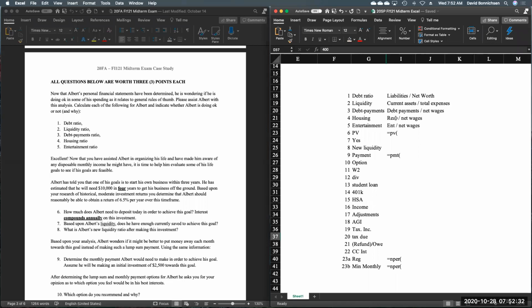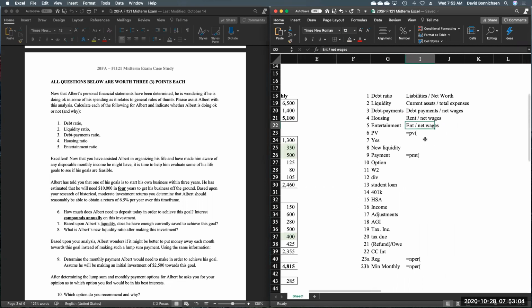So, and the book presents it both ways. So again, I'm not faulting anybody for doing it the way that they did it, because that was one of the 2 ways that the text presented it, and it was not the way that I was expecting you to deliver it on the midterm. But I also wasn't very clear on how I was expecting it. So again, I'm not going to fault anybody but myself for not making that clear. So the housing ratio is simply rent divided by net wages. The entertainment ratio is entertainment divided by net wages.